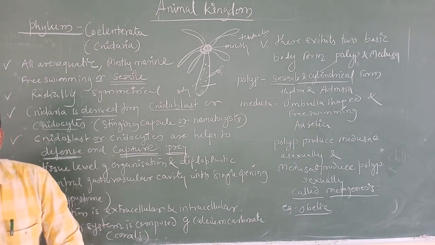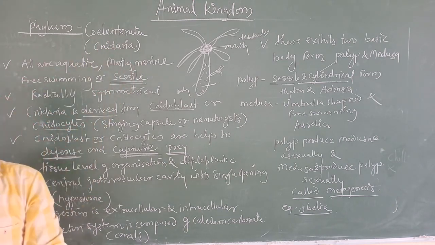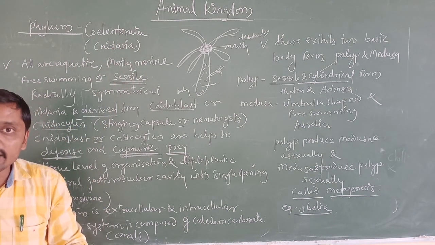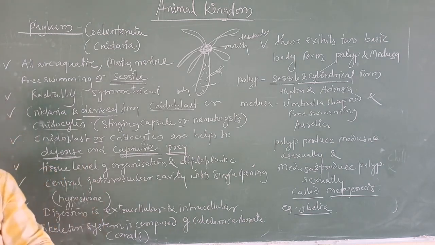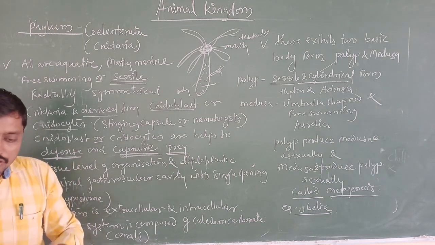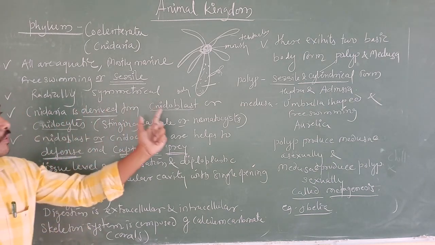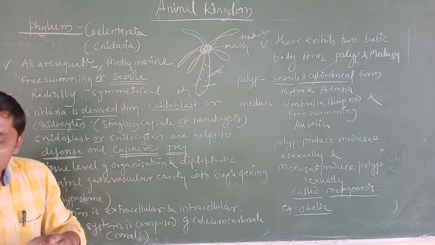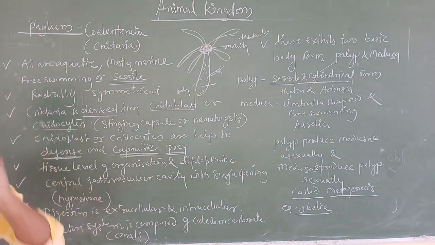Here we learn three characters. Coelenterates are all aquatic, mostly marine, and they show radial symmetry. Then why is it called Cnidaria? Cnidaria is derived from the cnidoblast or cnidocyst. These are specialized kinds of cells present near the mouth, and those are helpful for defense and capturing prey. That is the third point.